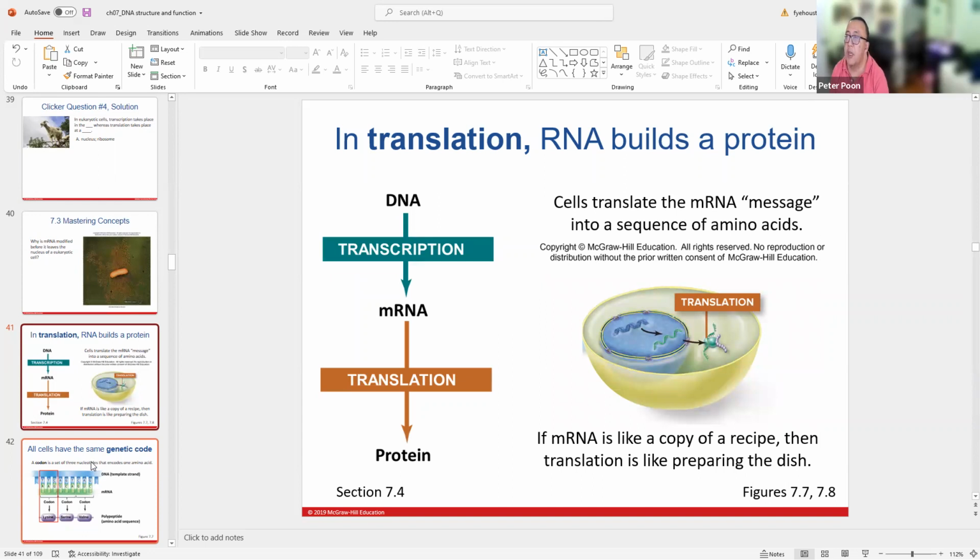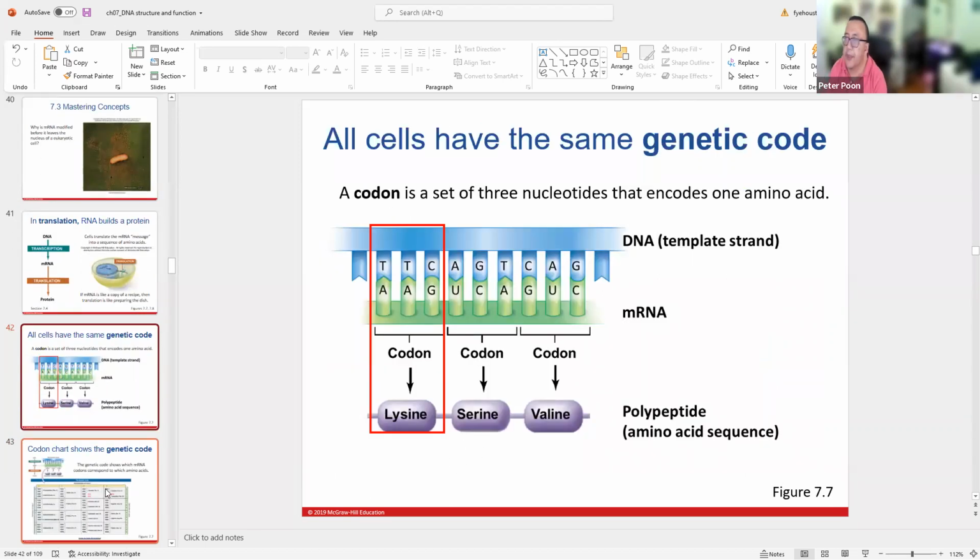This is translation. The cells translate the mRNA message into a sequence of amino acids. So here's a sequence of amino acids, and in translation, all cells have the same genetic code. The code is formed in 3-letter blocks. Each 3-letter block is called a codon.